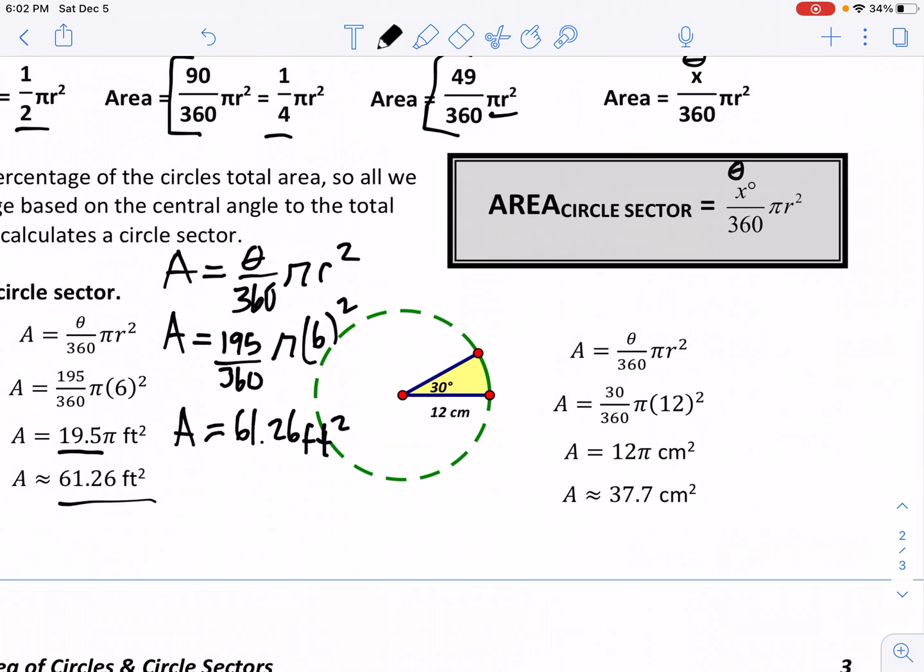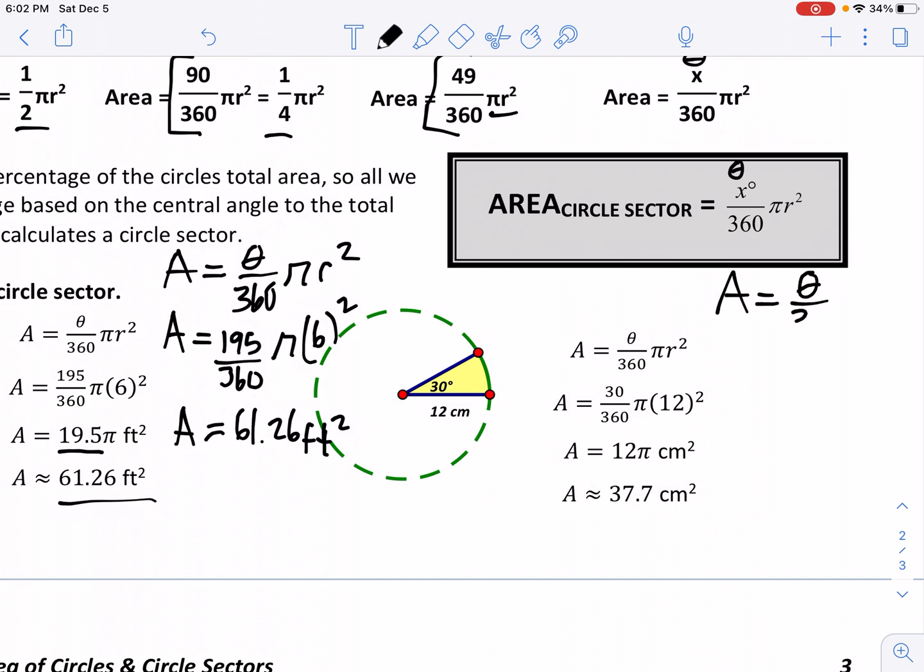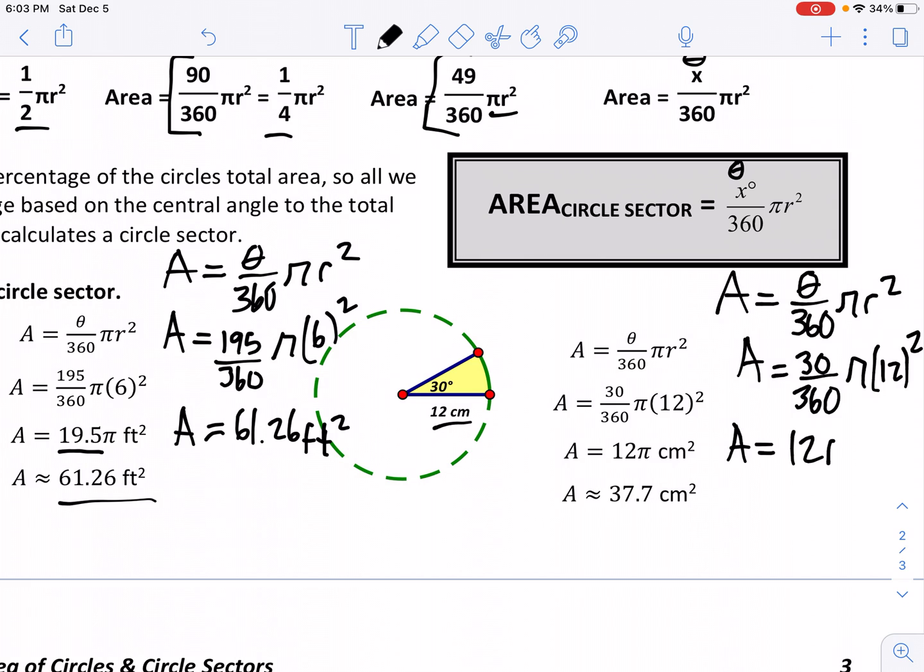Okay, let's try one more of these. Again, we're taking the area is our theta, that central angle, divided by 360 times pi r squared. In this case, our central angle is 30, so we have 30 over 360 times pi, and our radius is 12. Well, multiplying that out, let's actually find the exact value first, and then we'll multiply by pi. Take 30 divided by 360, and then multiply that by, well, what's 12 times 12? 144. So we could just multiply it by 12 times 12 or multiply it by 144. That's our 12 squared. And so we end up with 12 pi, 12 times pi.